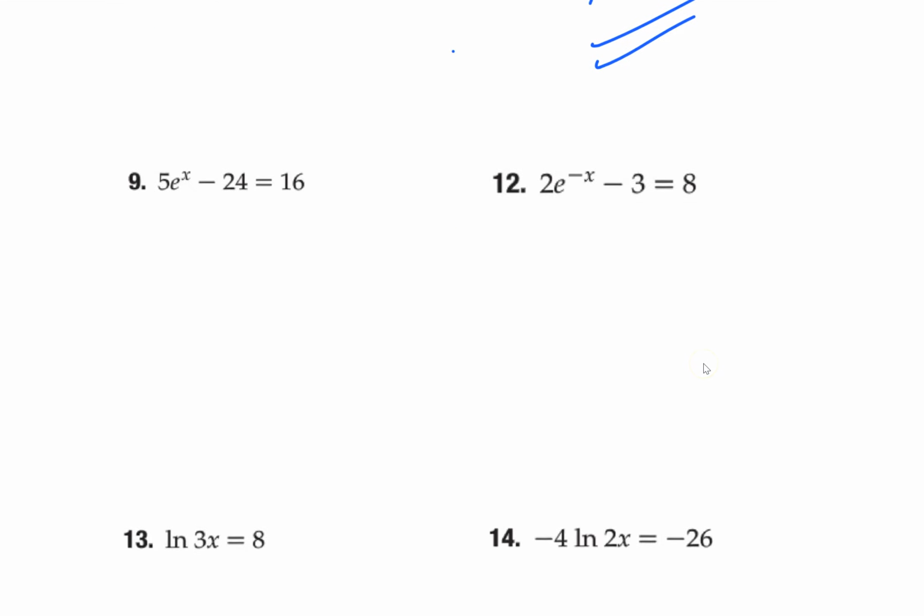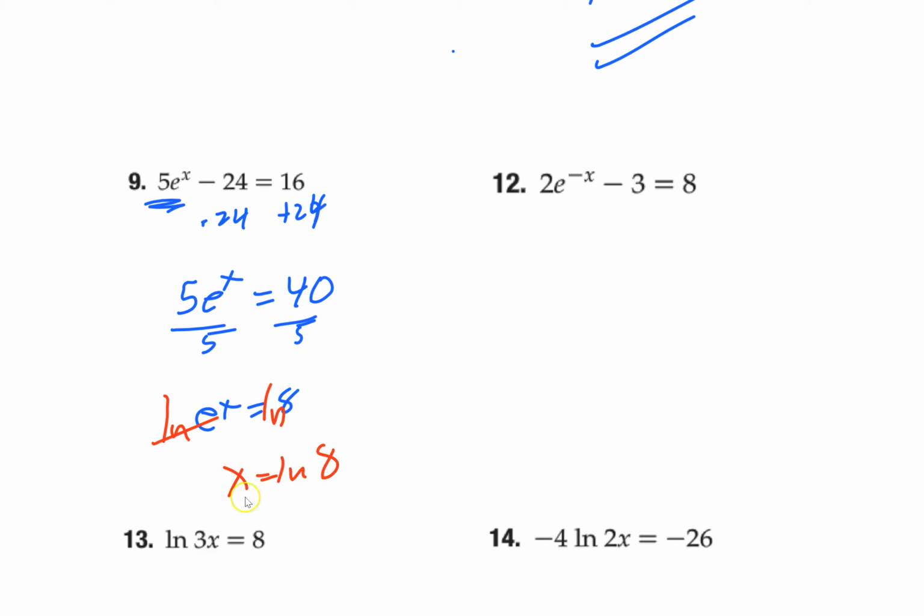Let's move on. A little tougher. Oh, there's more stuff there. Oh, what am I going to do? Well, you're just going to add 24 to both sides, right? Try to isolate this. 5 e to the x equals 24 plus 16, so 40. Now here, again, still cannot take natural log. There's a 5 there. Get that 5 out of the way. Divide by 5. e to the x equals 8. And now, e to the x all alone, perfect. Take natural log of both sides. These cancel out. X equals natural log of 8.